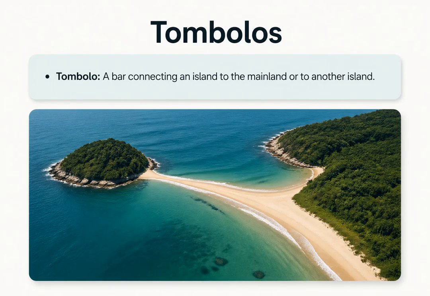Sometimes the deposition of sand creates a bridge. When a sandbar forms in such a way that it connects an offshore island directly to the mainland or connects two islands to each other, this specific type of connecting bar is known as a tombolo.